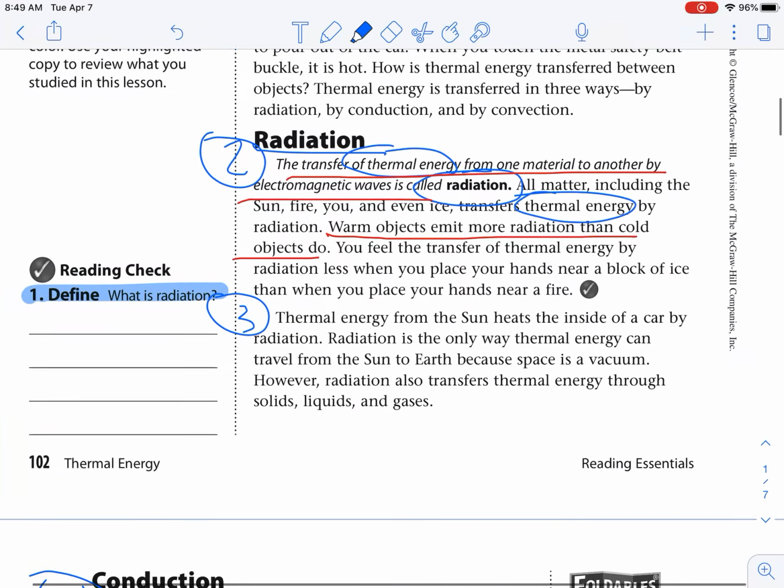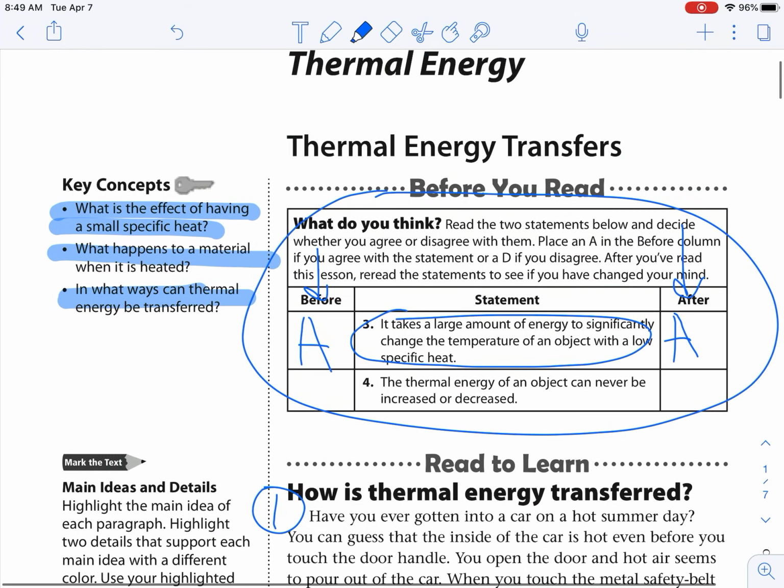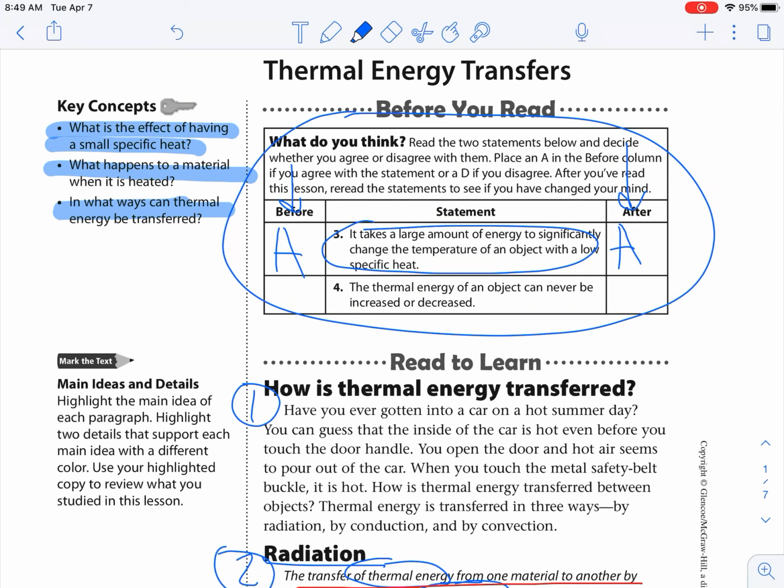You're going to have Monday and Tuesday to work on this. One hint of advice: if you need some help with the reading, you can use the ebook like we've talked about, and you can go to the section in your book called Thermal Energy Transfers, and you can have the book read this to you, and you can highlight it as you go through it. If you have any questions, send me a message in Schoology.